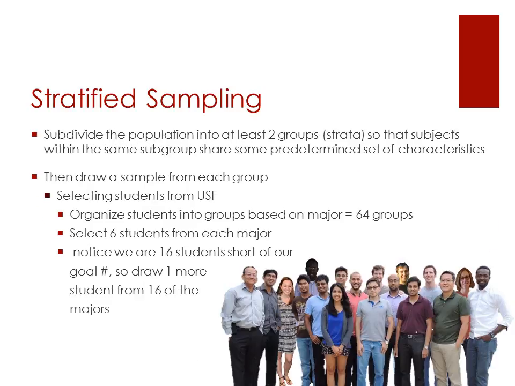Applying this back to looking at students from USF, I would organize the students into groups based on their majors. For example, I'd have 64 groups. I then select 6 students from each major. Now notice we are 16 students short of our total goal number, so I would then draw one more student from 16 of the majors. So stratified sampling is not necessarily exactly the same individuals at each strata, but it should be very close.